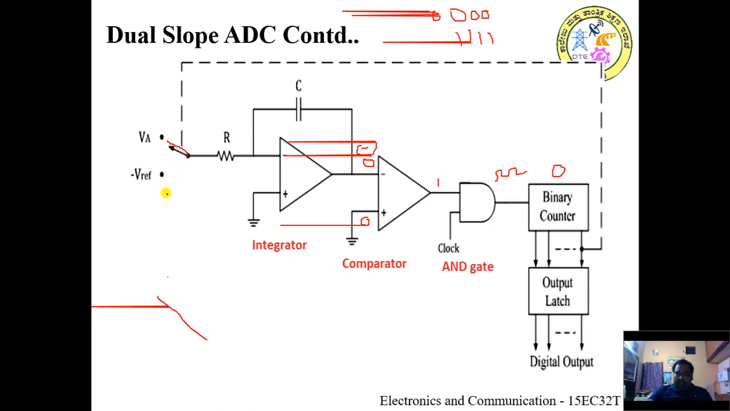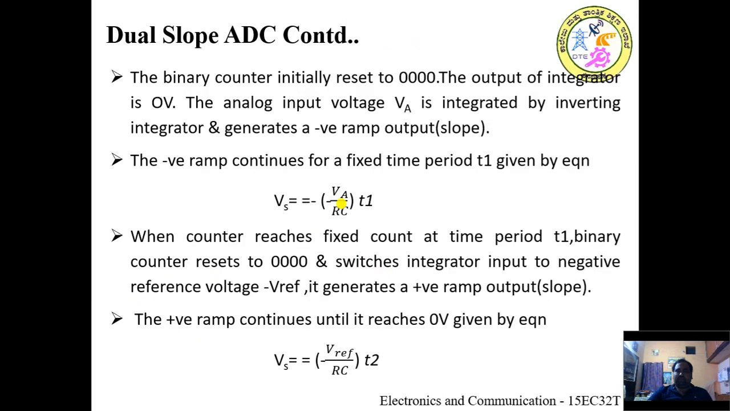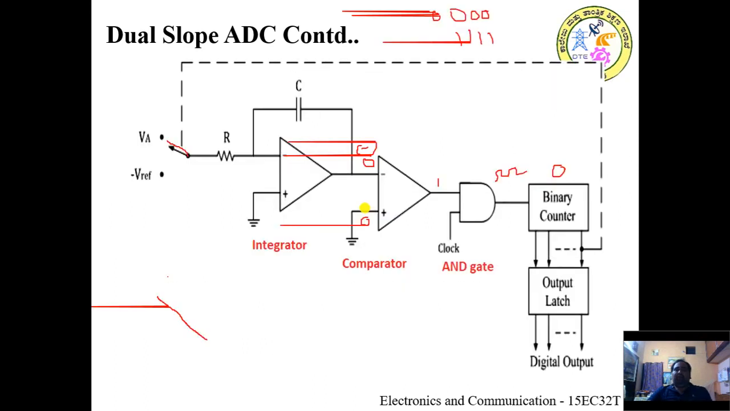So here, as I told you, the negative ramp continues for a fixed time period T1, which is determined by the binary counter value in the counter. At the end of fixed time period T1, the ramp output of the integrator is given by the equation minus VA by RC into T1. Okay.